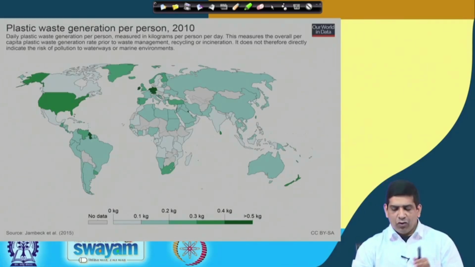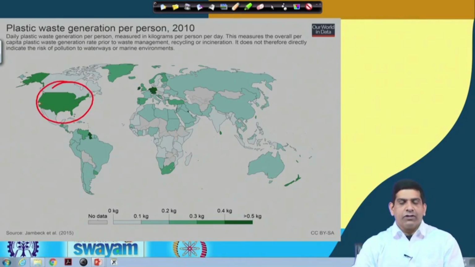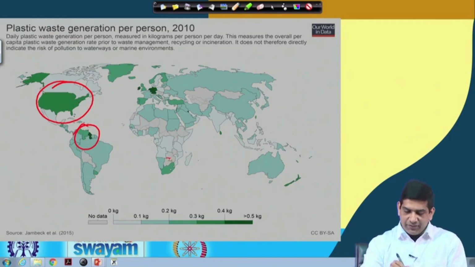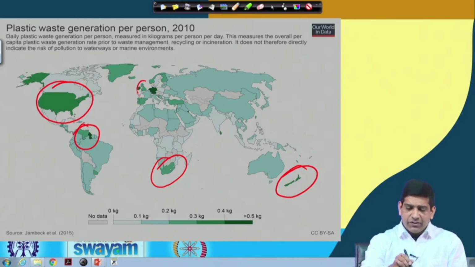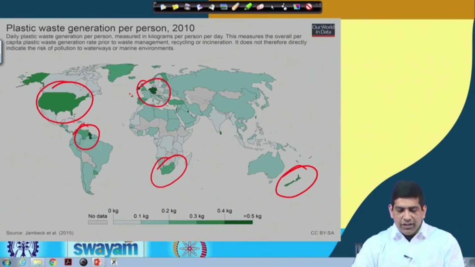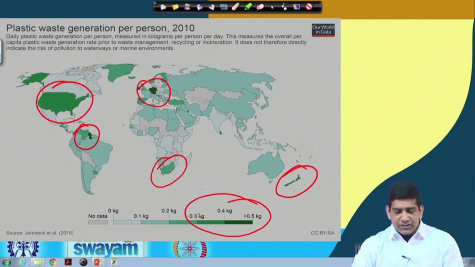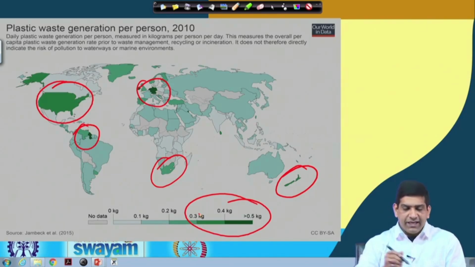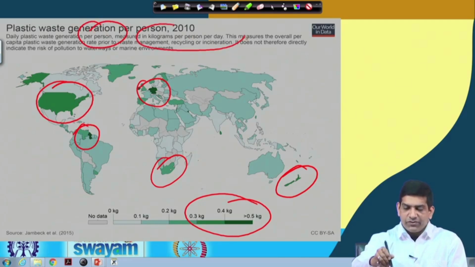So, as you can see, when you normalize it by population, the wasteful society that shows up as number 1 over there is the United States, because they produce a lot, and then there are some other countries here as well, some African countries, probably South Africa, and New Zealand also shows up right there. And some of these European countries right over there as well. The darker the shade, the more waste that is produced. This is the daily plastic waste generation per person, measured in kilogram per person per day.